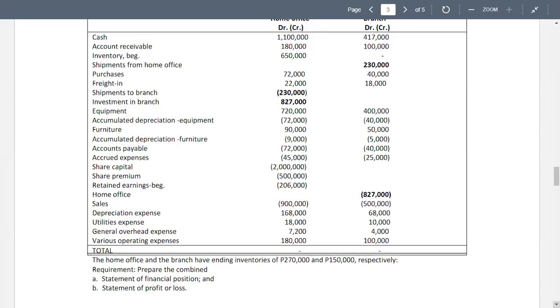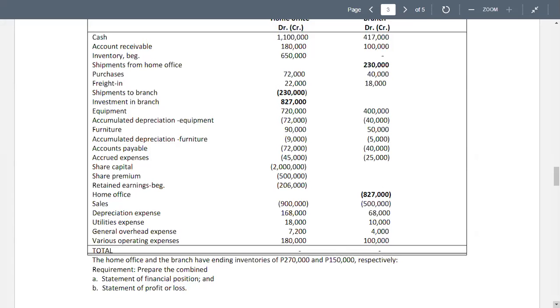2,217,000. And then you add that to your non-current assets. So how much is your total assets? That will give 3,351,000. Total assets, 3,351,000.